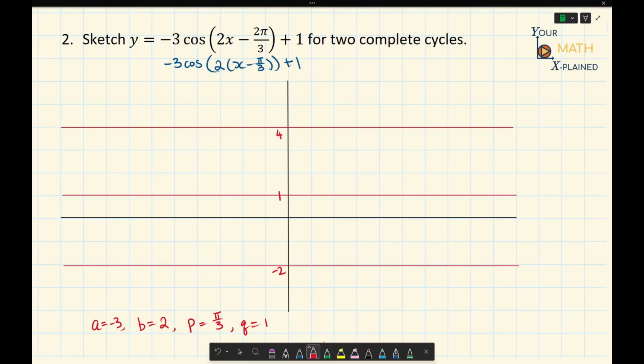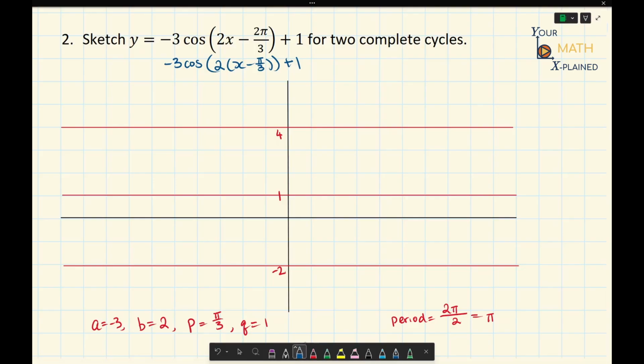Next, we're going to use the b value to calculate our period. So period is going to be equal to 2 pi, which is the original period of the original cosine function, divided by our b value. So the period of this function is equal to pi. So that tells us we're going to have 1 full rotation within each pi interval. Now our phase shift here is pi over 3. So which means the regular cosine graph is going to be shifted pi over 3 units to the right.